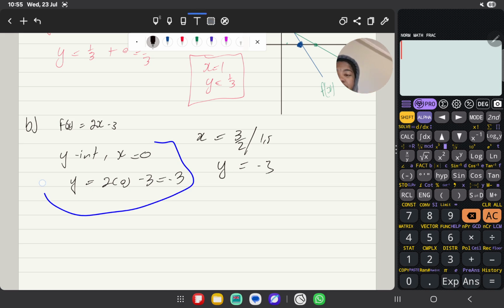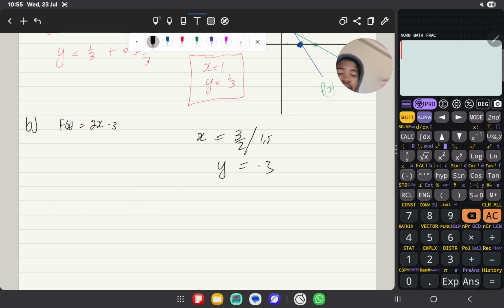So from there I can ask a question: so guys, what are your expectations in terms of the values of x and y for the inverse function? So I would say x is gonna be minus 3 and y is gonna be 3 over 2, or 1.5, right? So let's work it out.